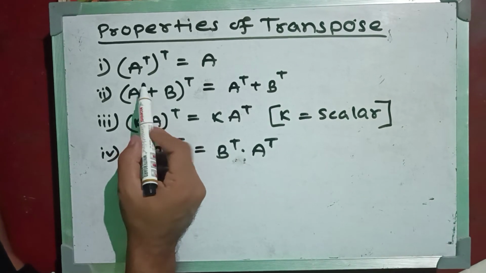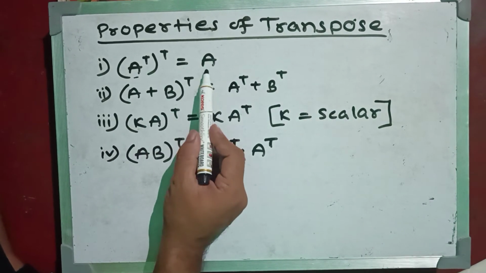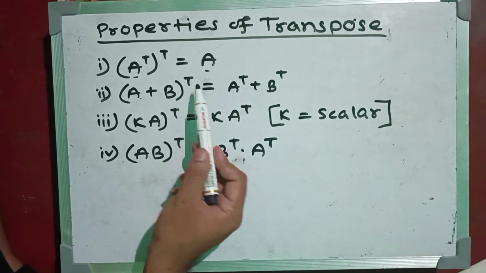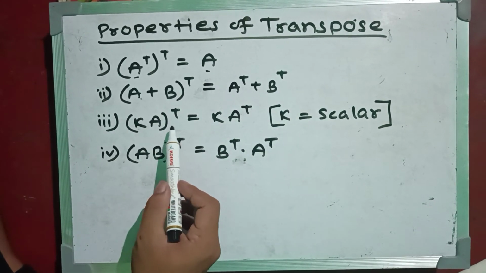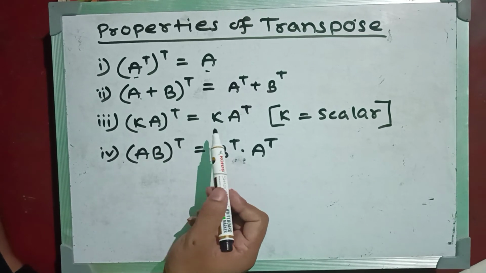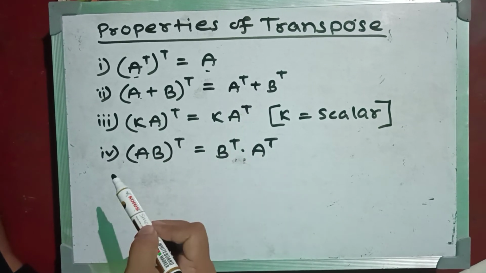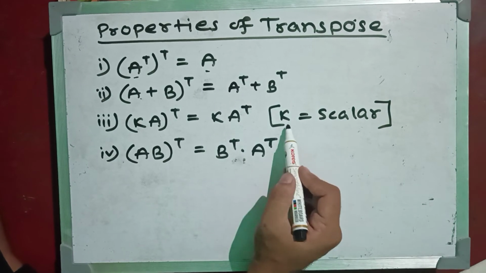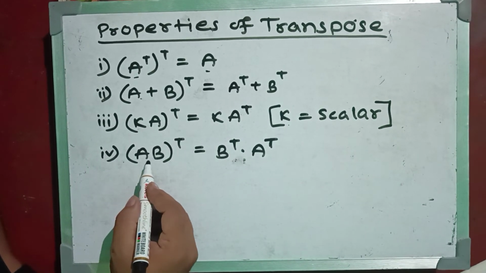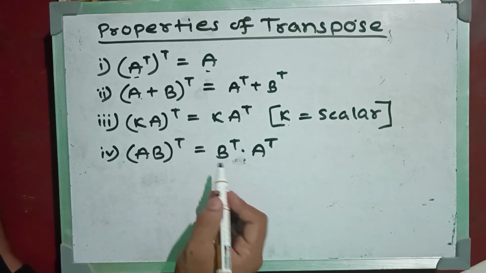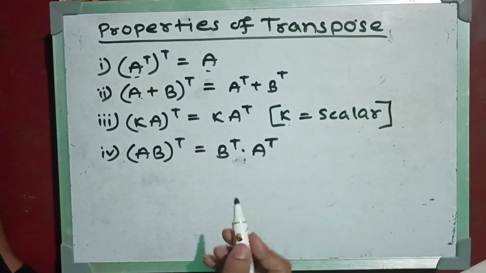Now we will see the properties of transpose matrix. The double transpose of a matrix A will be equal to A. (A plus B) transpose will be equal to A transpose plus B transpose, and (K A) transpose we can write as K into A transpose. Here K is a scalar term. And (AB) transpose, A multiplied by B transpose, will be equal to B transpose into A transpose.